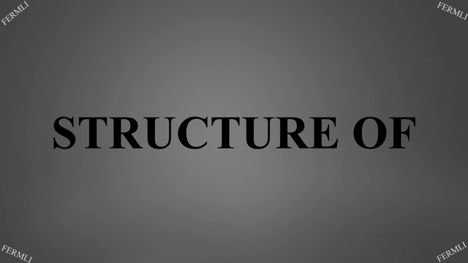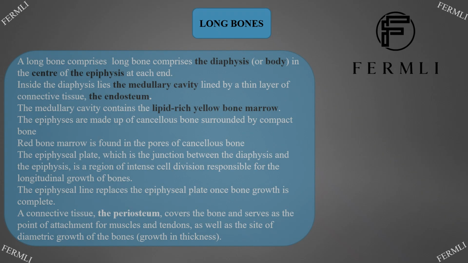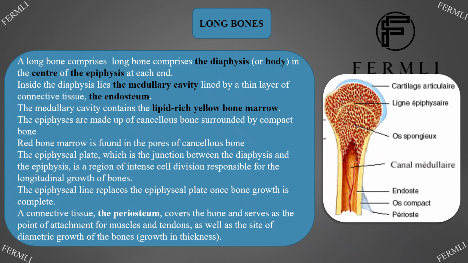Structure of long bones. A long bone comprises the diaphysis, or body, in the center, and the epiphysis at each end. Inside the diaphysis lies the medullary cavity lined by a thin layer of connective tissue, the endosteum. The medullary cavity contains the lipid-rich yellow bone marrow. The epiphyses are made up of cancellous bone surrounded by compact bone. Red bone marrow is found in the pores of cancellous bone.